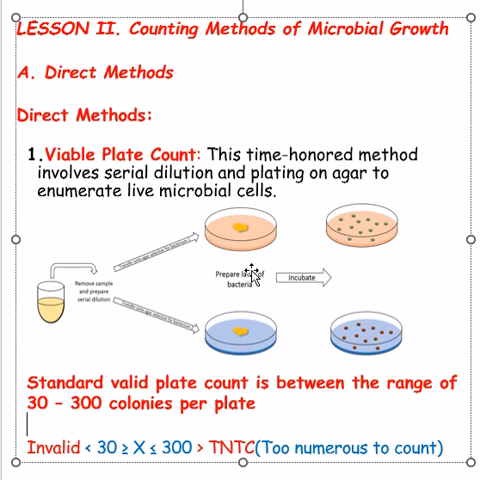The valid plate count ranges between 30 to 300 colonies. Anything below or beyond this, by the standard process, is regarded as invalid. That means anything less than 30 is an invalid microbial plate count, and anything beyond 300 is regarded as too numerous to count. So we basically do not accept anything beyond this range.